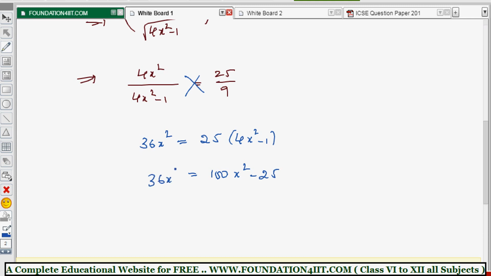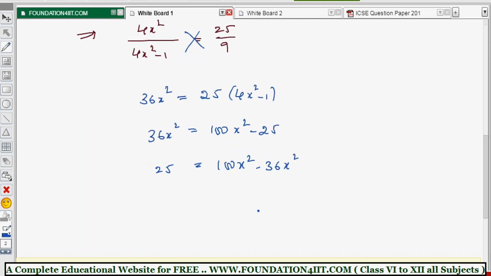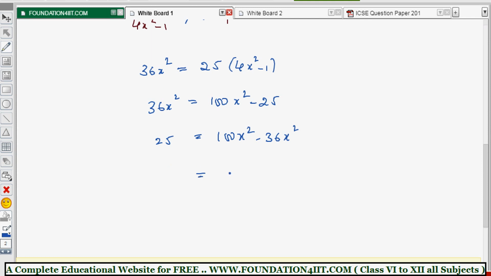That is 36x square. Take x square terms one side. Then that is 25. 100x square minus 36x square. Take x terms one side. Then that is here 64 x square is 25. Then x square is equals to 25 by 64.